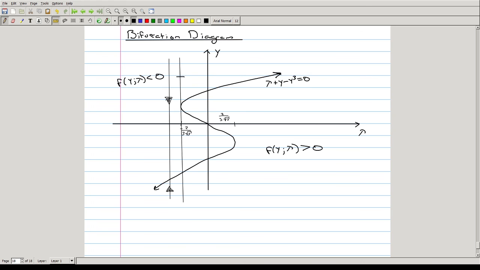The function's still negative here. And it's negative here. And it's positive here. So these 2 points correspond to our critical points. We have 2 critical points for lambda equals negative 2 over 3 root 3.